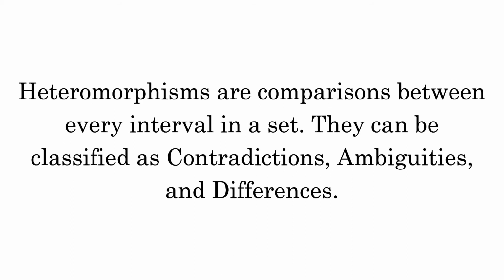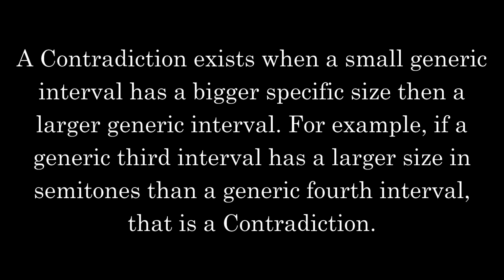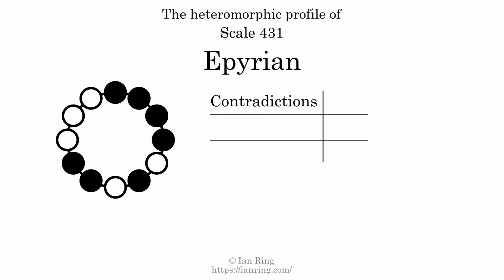Heteromorphisms are comparisons between every interval in a set. They can be classified as contradictions, ambiguities, and differences. A contradiction exists when a small generic interval has a bigger specific size than a larger generic interval. For example, if a generic third interval has a larger size in semitones than a generic fourth interval, that is a contradiction. The number of contradictions in this scale is 25.